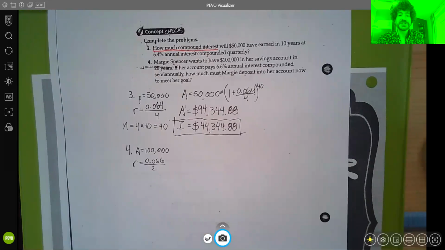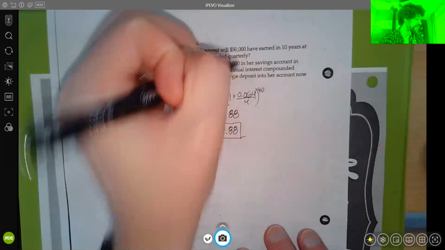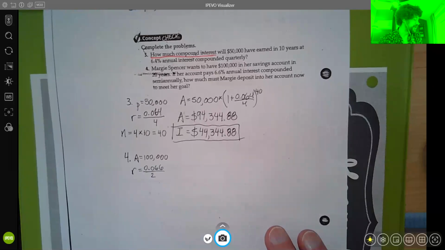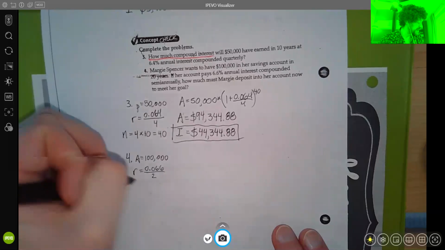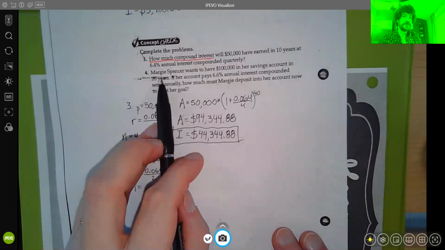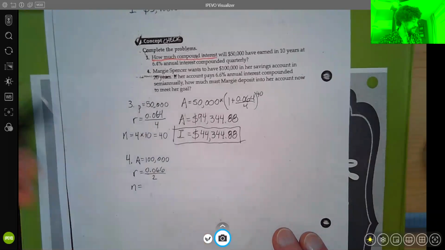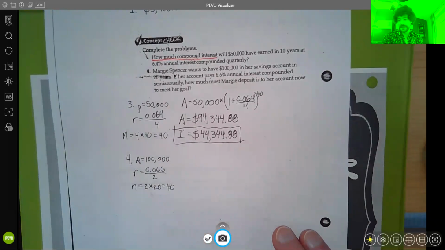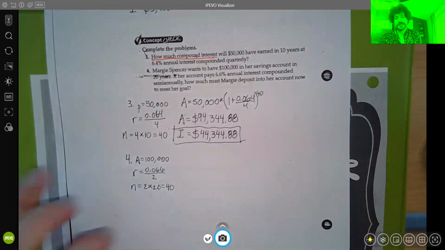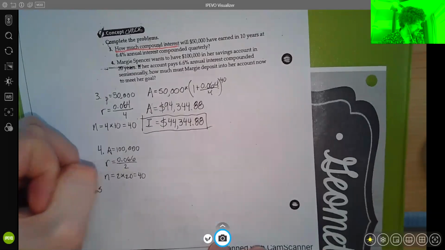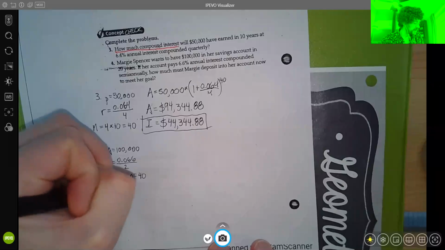And it says, how much does she need to deposit into her account now? That's the value of P, by the way. That's the principal value. How much does she need to deposit now in order to meet her goal? So we don't know what the value of P is. We'll figure that out, but we need to know what N is. She's going to be saving for 20 years, and it compounds 2 times a year. So 2 times a year times 20 years, an N value of 40, just like the last problem, actually. So we get an N value of 40, and we're solving for P.